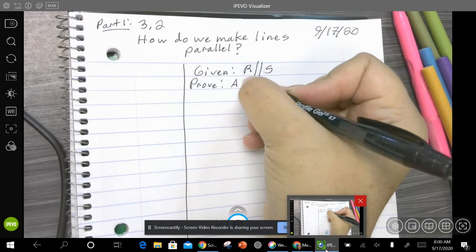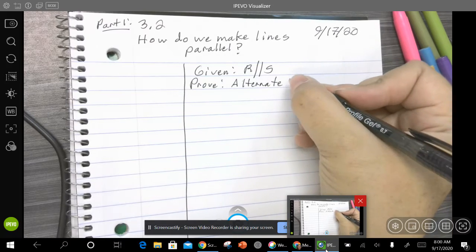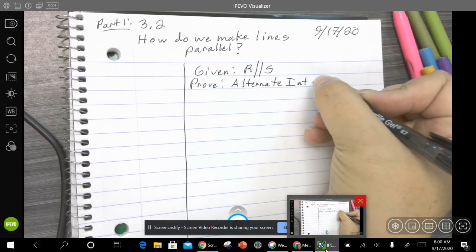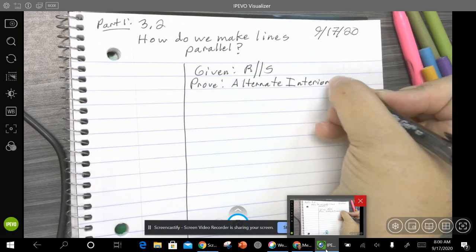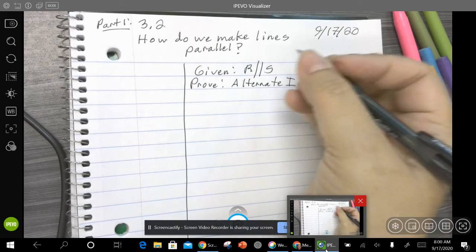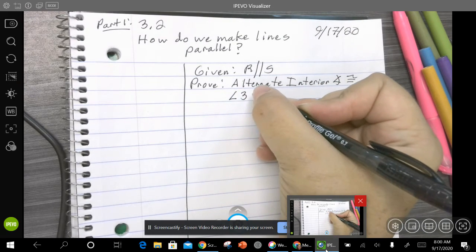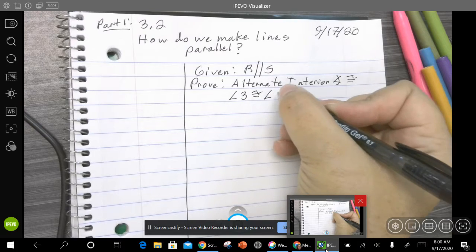So we're given that angle R is congruent to S, and we need to prove that the alternate interior angles are congruent. So we're going to prove that angle 3 is congruent to angle 6.